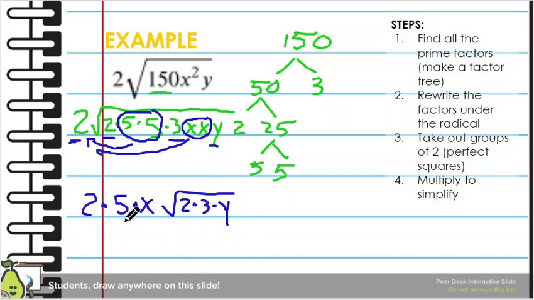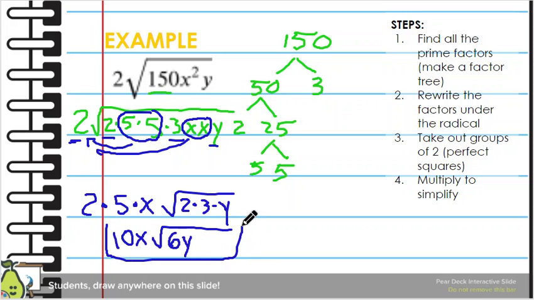So 2 times 5 would give me 10. 10 times x would just be 10x. And underneath I can do 2 times 3, which would be 6. And 6 times y would be 6y. And that's my answer. I can't simplify it anymore. 10x times the square root of 6y.